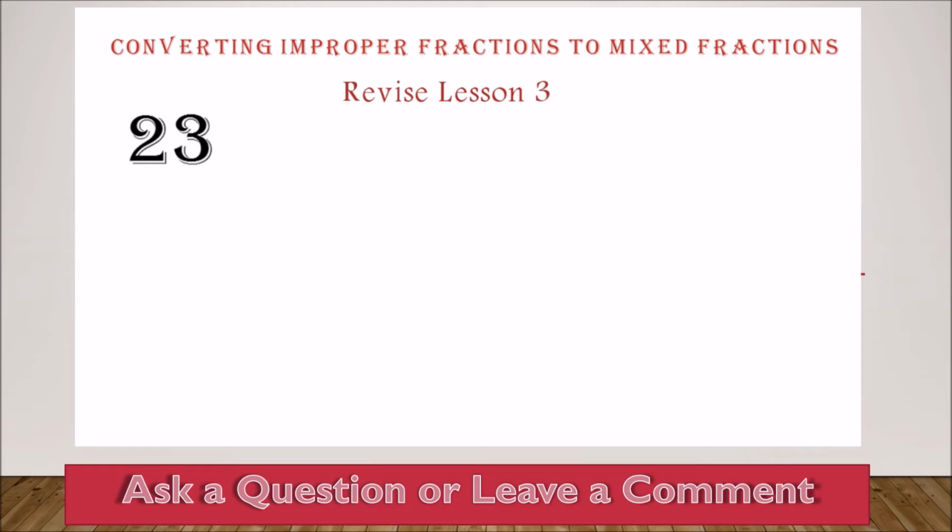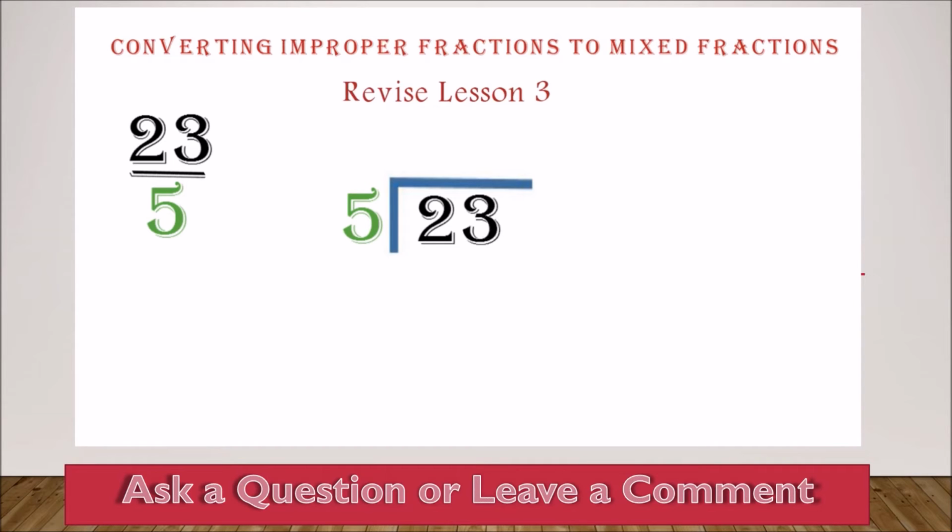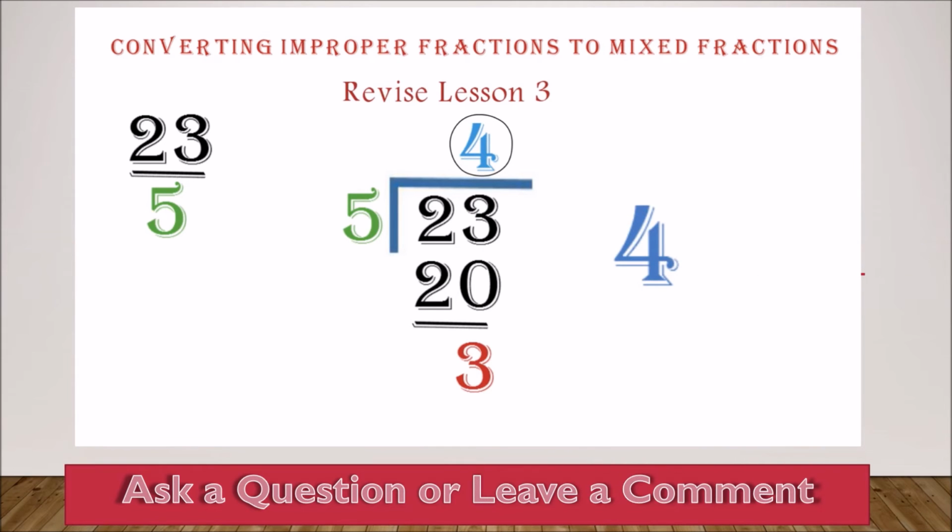Let's say you have to change 23/5 into a mixed fraction. We will do our long division, the 5 here and 23 here. We divide the 23 by 5 to get 4 as our quotient. Work it out and get 3 as our remainder. Here all we do is write the quotient as the whole number and the remainder as the numerator. So we have 3 here. This is over the original denominator, which was 5. Please, if you don't understand this, you have to revise lesson 3.